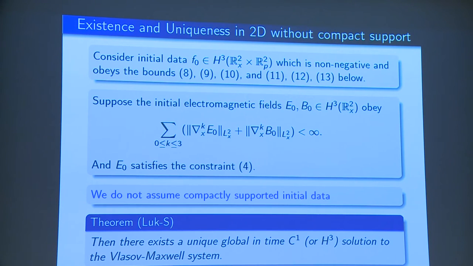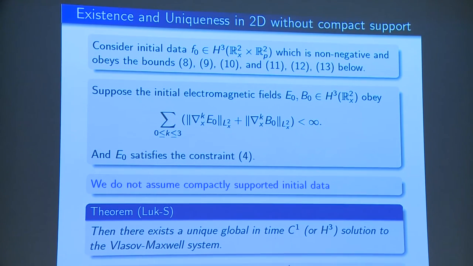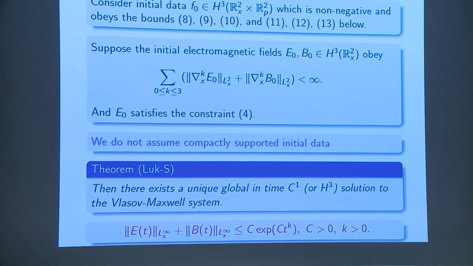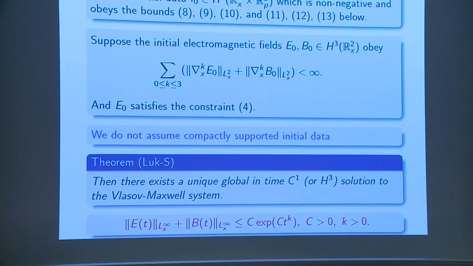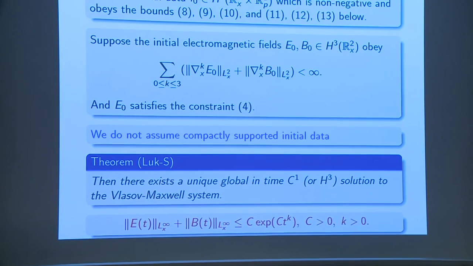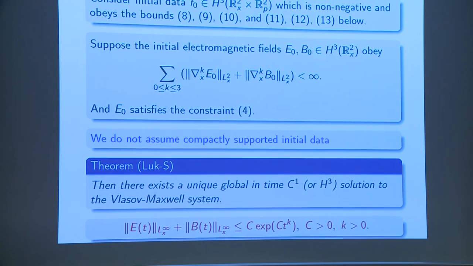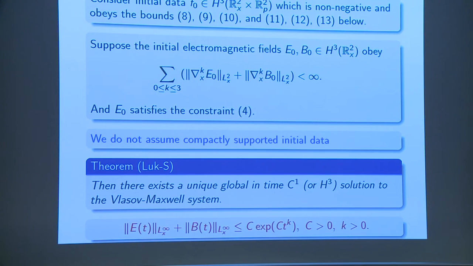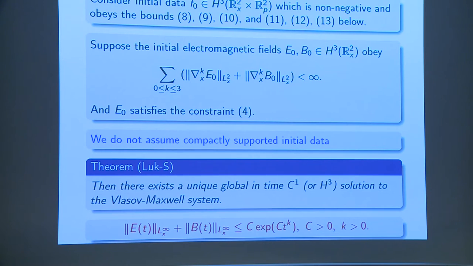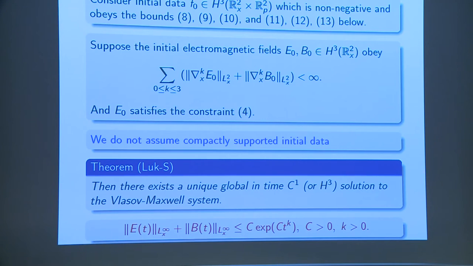This is joint work with Luke, and you can get much better growth of the fields. It's still far away from what we want, but exponential growth is much lower than double exponential growth. And this is even relevant to physical considerations when you think about deriving the equation. So this is what we can do in 2D and 2.5D, and it's also instructive what we do in 3D.